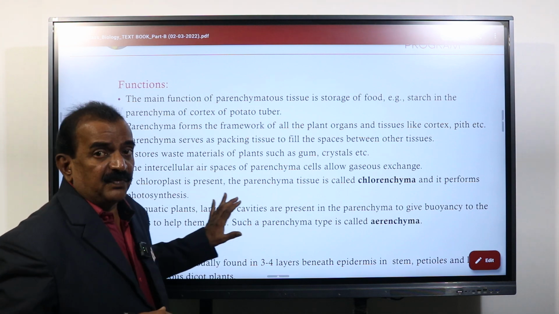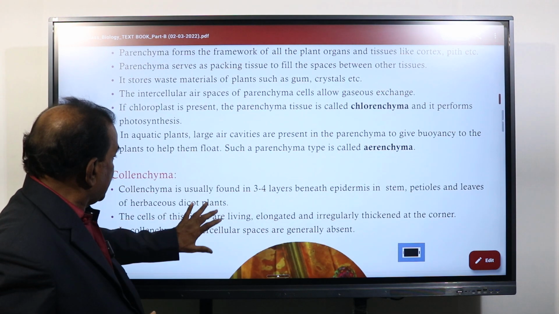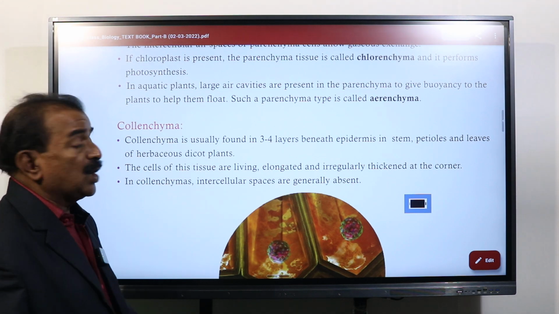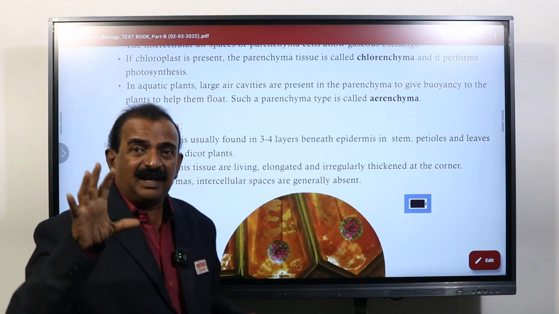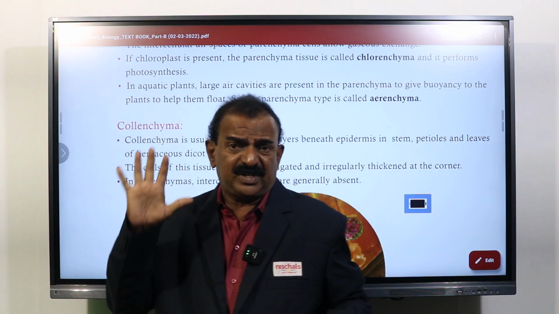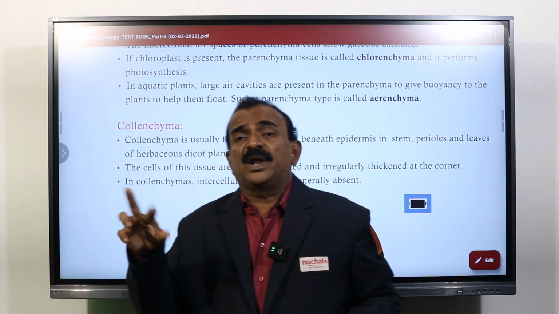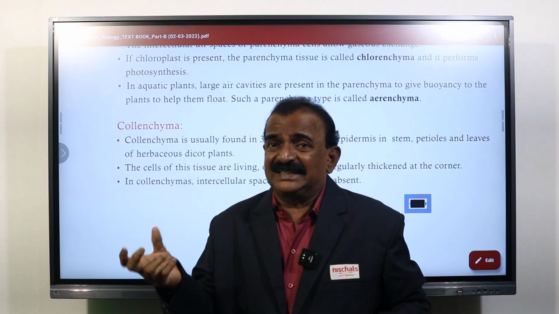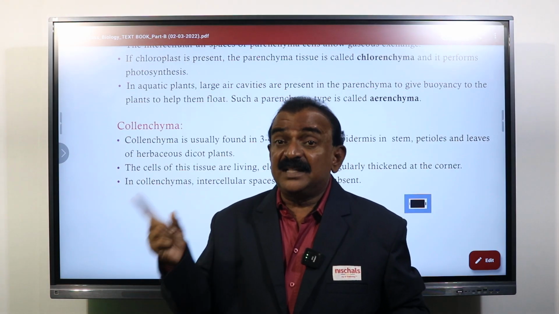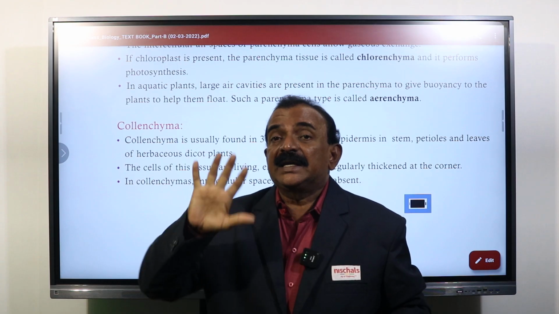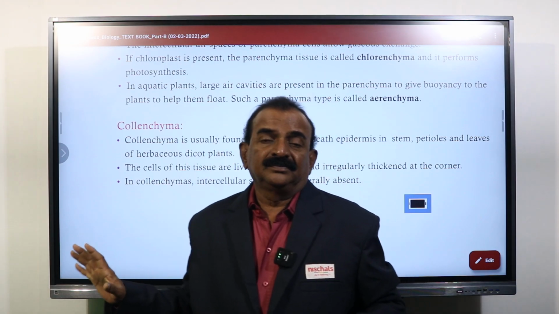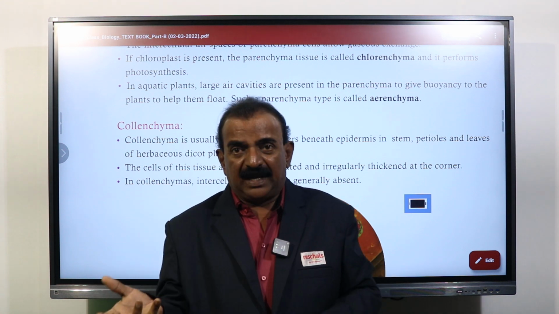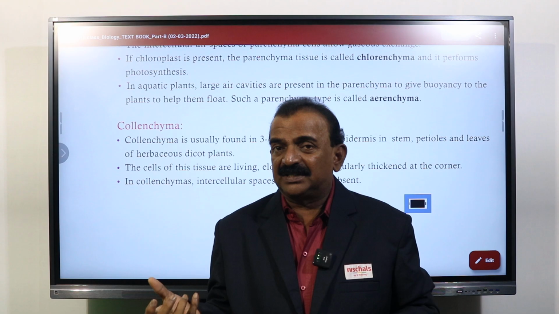So we discussed the functions of parenchyma. Now we need to discuss another type of simple tissue, that is collenchyma. Collenchyma is another type of permanent tissue present in the plant body. Collenchyma cells are elongated, they have thick corner walls, and they are living, and the intercellular spaces are absent. Some of these collenchyma tissues contain chloroplasts, and they perform photosynthesis.